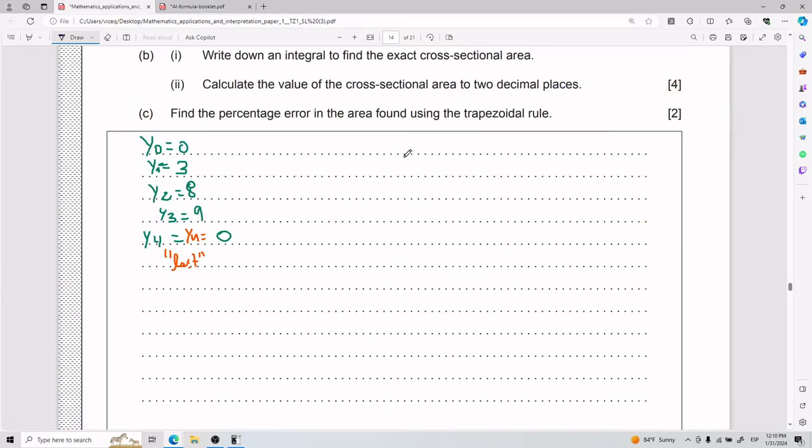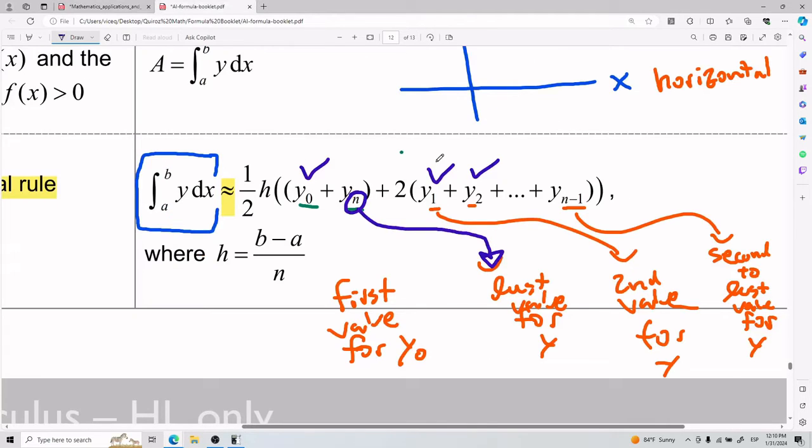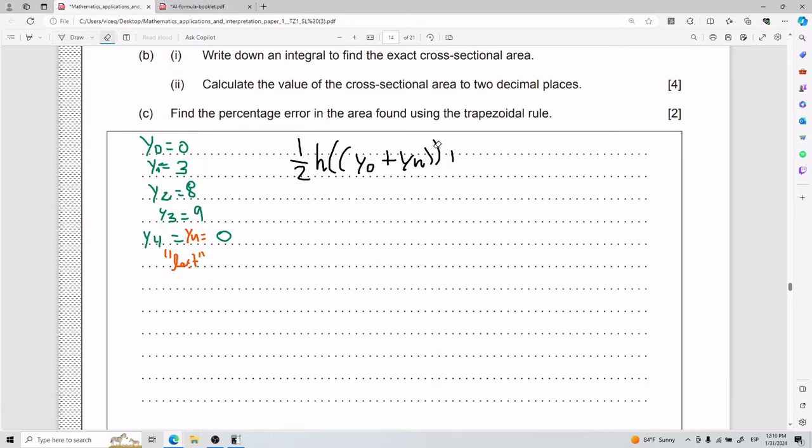Now when I write down the formula: 1/2 h, parentheses, y0 plus yn, and so on, plus 2 times the parentheses of y1 plus y2 plus whatever this is, which I'm going to explain in a moment, plus yn minus 1.